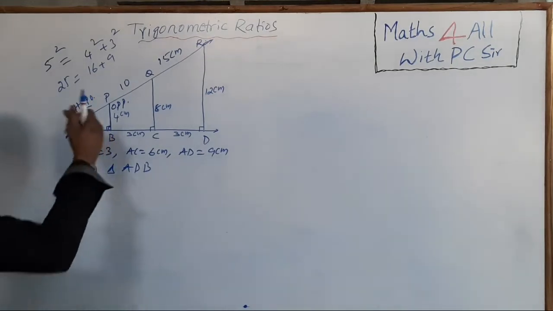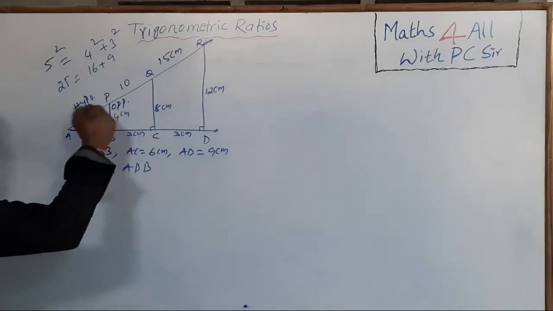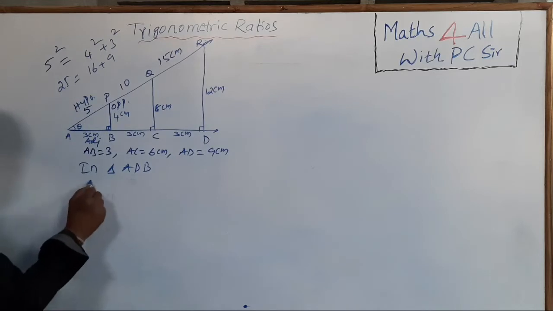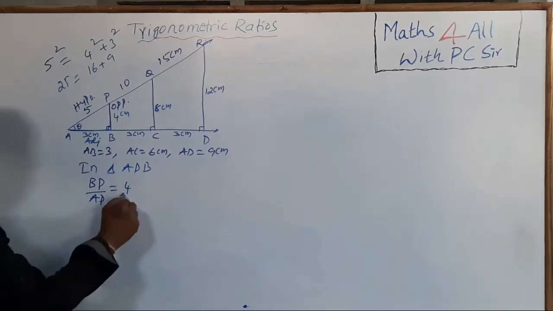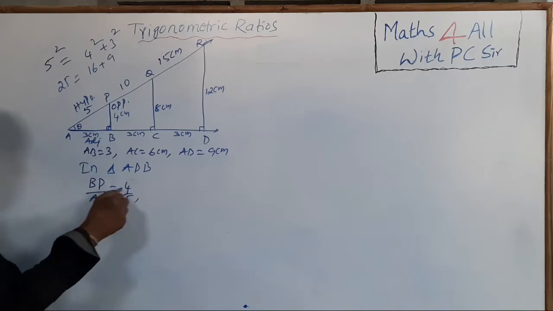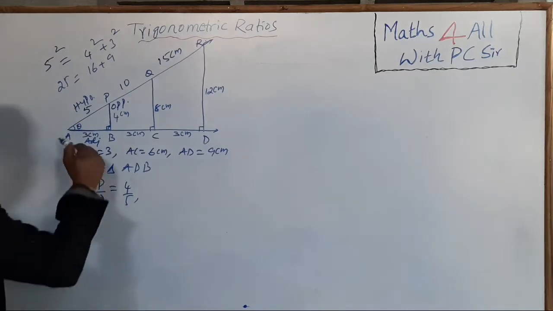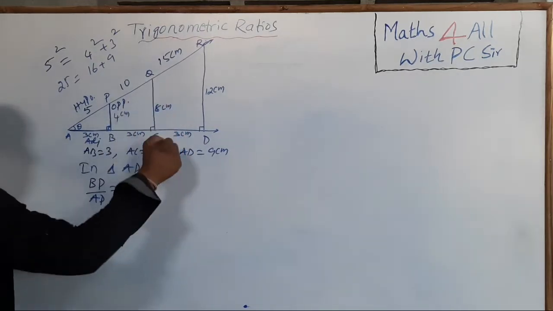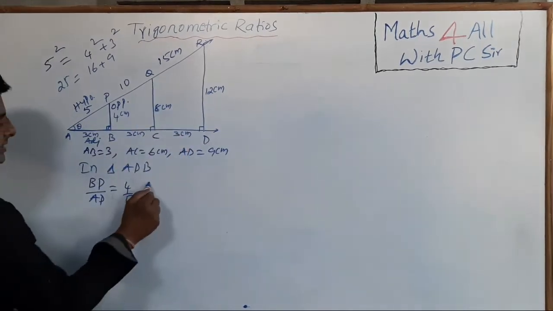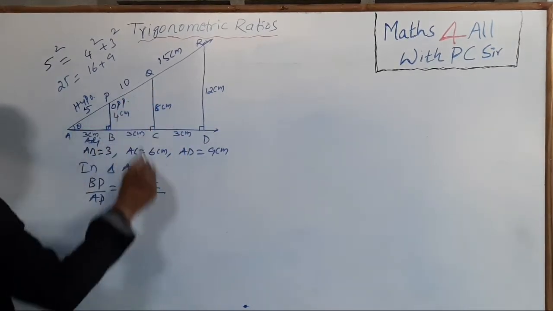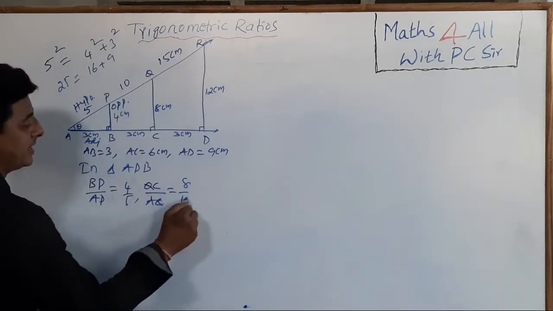Now I am going to take the ratios. In triangle ABP, I am writing BP by AP, that is equal to 4 by 5. In triangle AQC, the corresponding side of PB is QC. That is QC by AQ is equal to what? 8 by 10.